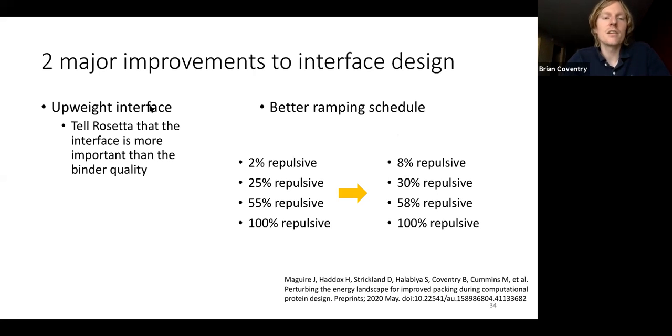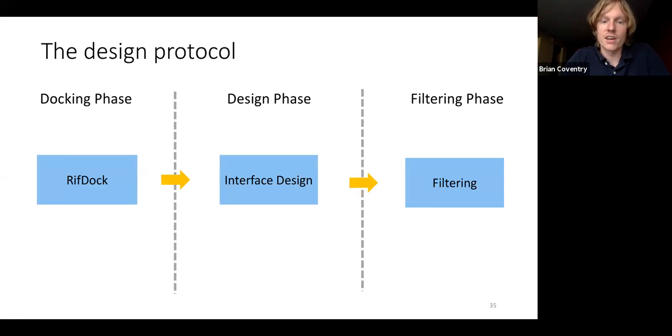And then secondly, we told Rosetta that it needs to favor the interface. The problem is that by default, Rosetta tries to optimize the overall energy, but it's like, no, no, no, focus on the interface. Don't worry about the scaffold. If the scaffold's bad, we'll throw it out. But it's better to have a good interface and a bad scaffold and throw that out than Rosetta never trying. Great, so that improved our interface design.